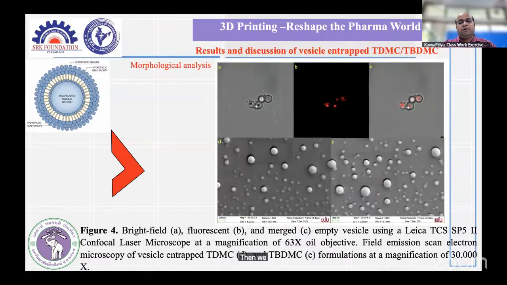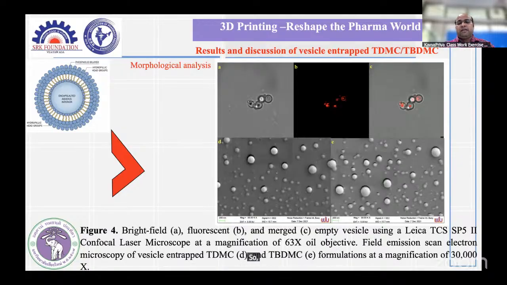Then we went to check the morphology. Morphology was tested using FESEM, not TEM, because of non-availability of TEM. So we developed a method, and using that method, we were successfully able to check the liposomal morphology using FESEM. Figures A, B, and C are from confocal laser microscopy, and figures D and E from FESEM.